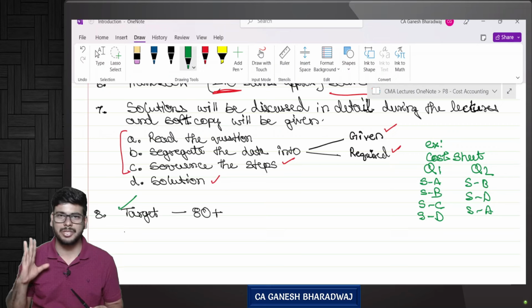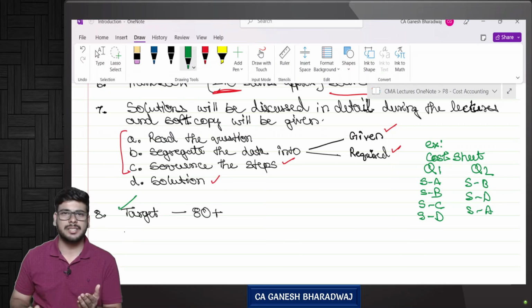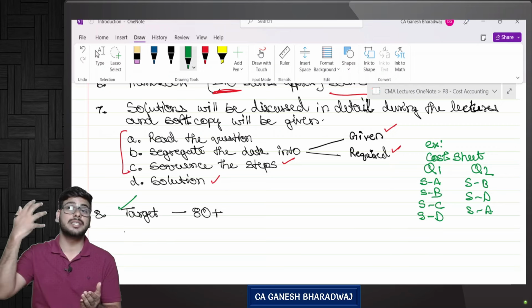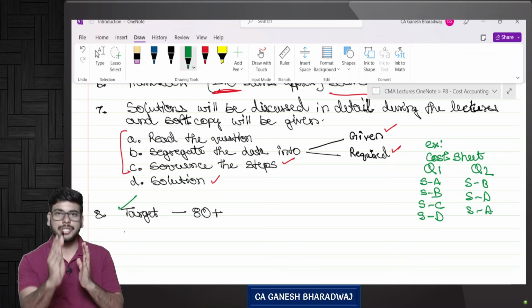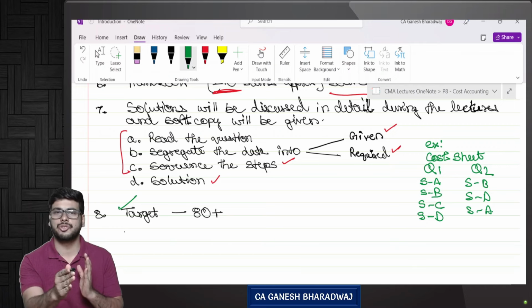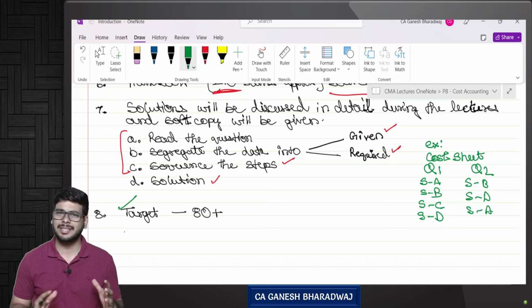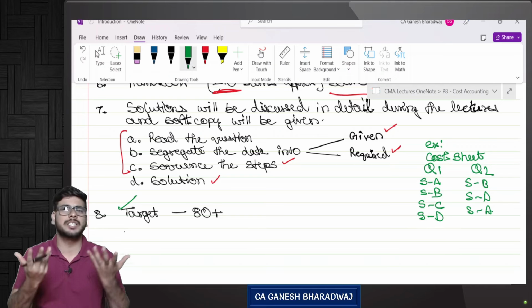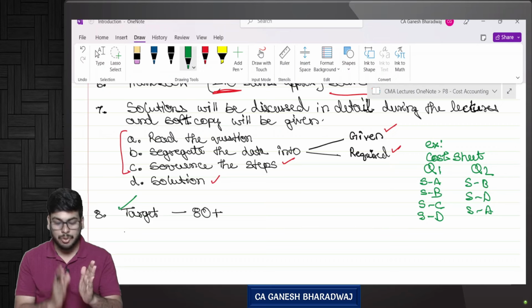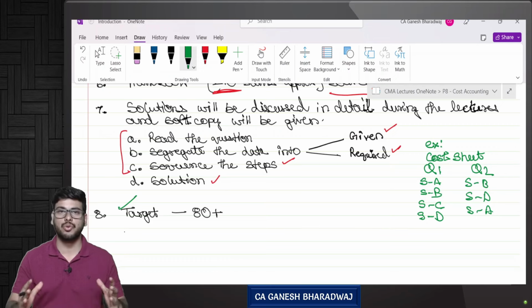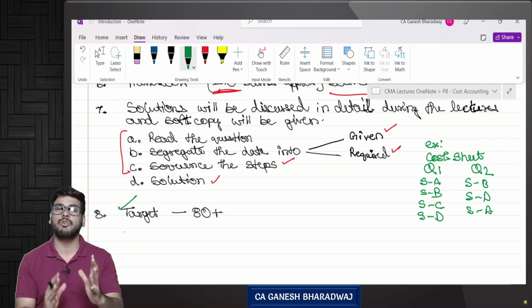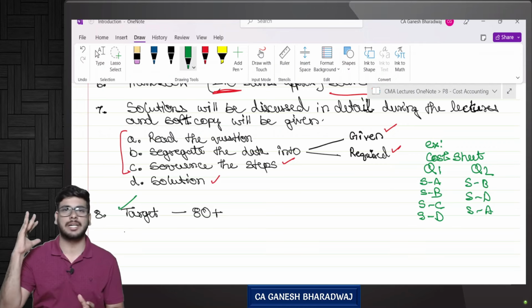I never used to miss out on these things, like solving the sums independently, learning things conceptually, and approaching the solution. What should be the approach to the solution? These are certain things that I was consistently following, and automatically, even I didn't expect I would score that much. But since I was focusing so much on the right approach, the results were automatically taken care of.